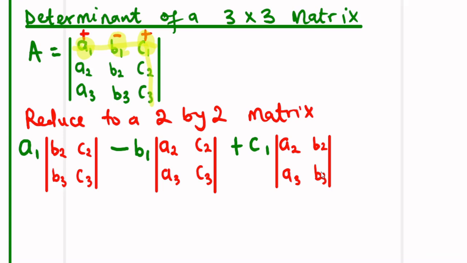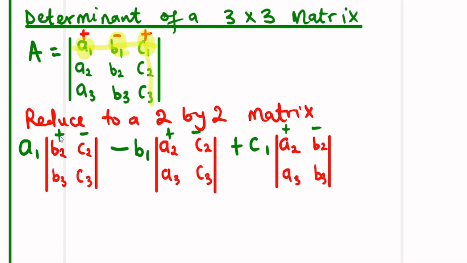From what we've done with the 2 by 2 matrix, we already know how to get the determinant of a 2 by 2 matrix. What am I going to do? I'm going to put plus and minus here. Now we have to get the determinant of the 2 by 2 matrices we have. For A1, we have a 2 by 2 matrix here. For B1, we have a 2 by 2 matrix here. And for C1, we also have a 2 by 2 matrix.